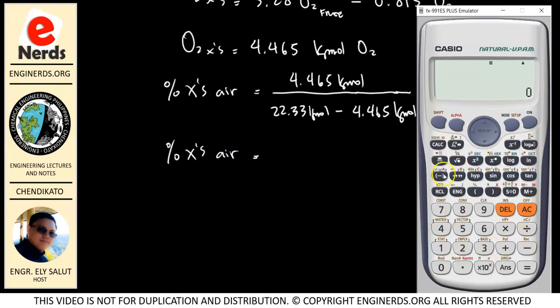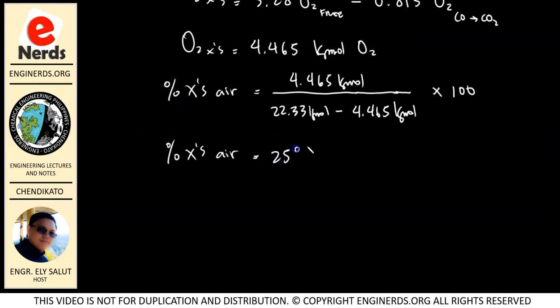So we have 4.465 divided by 22.33 minus 4.465. So this is equal to 24.99 times 100. This is 24.99, which is 25%. So that means we have 25% excess air dito sa ating sample problem.